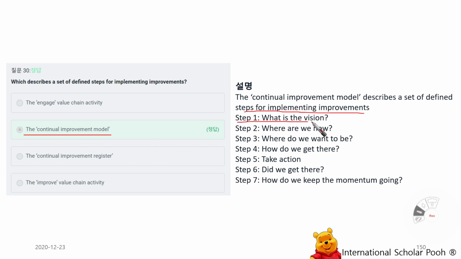Step 1: What is the vision? Step 2: Where are we now? Step 3: Where do we want to be? Step 4: How do we get there? Step 5: Take action. Step 6: Did we get there? Step 7: How do we keep the momentum going?